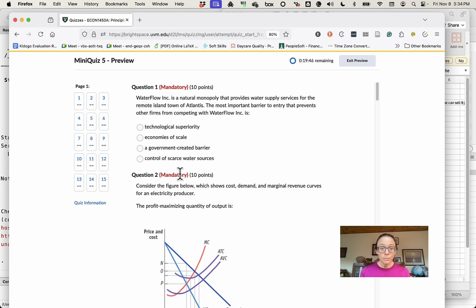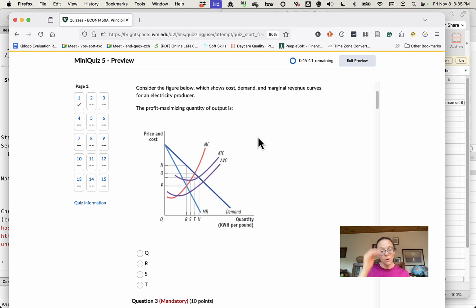All right. So question 1 tells us that water flow is a natural monopoly. And then it asks us about the most important barrier to entry that stops other firms from competing with water flow. In that case, the key thing we're going to watch out for here is that it's a natural monopoly. So what we mean by a natural monopoly is that it has economies of scale or increasing returns to scale. The other factors can all create a monopoly, but none of them are what results in a natural monopoly.